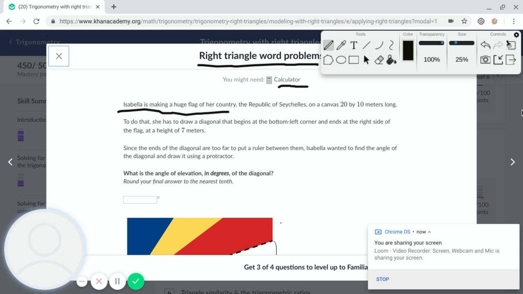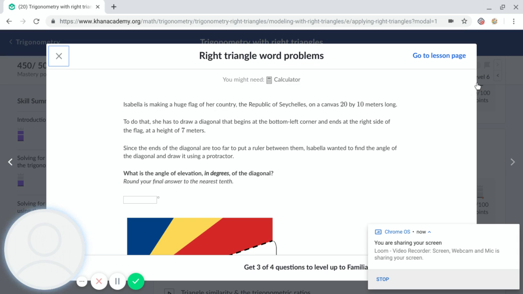Since the ends of the diagonal are too far to put a ruler between them, Isabella wanted to find the angle of the diagonal and draw it using a protractor. What is the angle of elevation in degrees of the diagonal? Round your final answer to the nearest tenth.